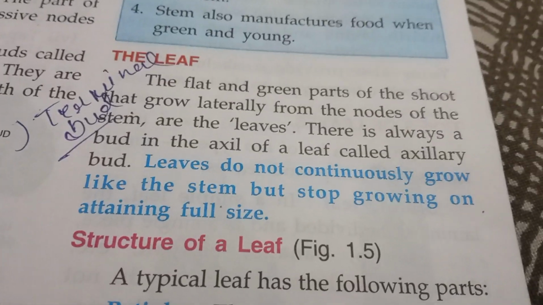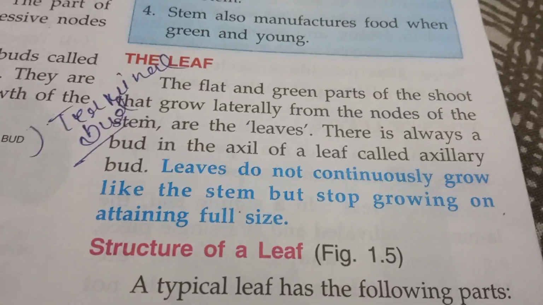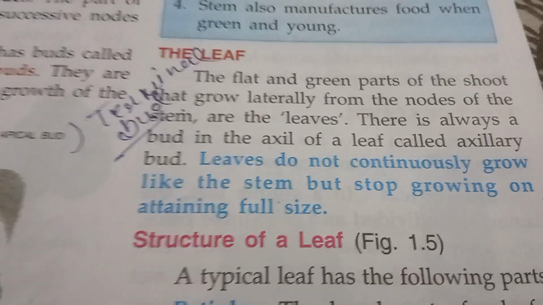Leaves do not continuously grow like the stem but stop growing on attaining full size. Okay, they stop growing after attaining the full size. Then there's the structure of a leaf.